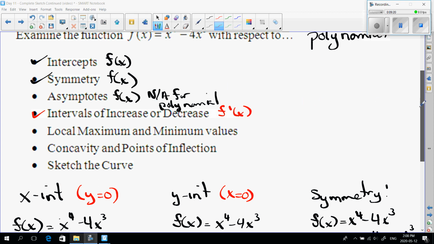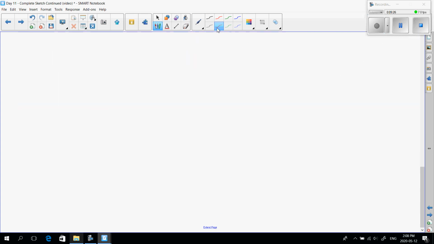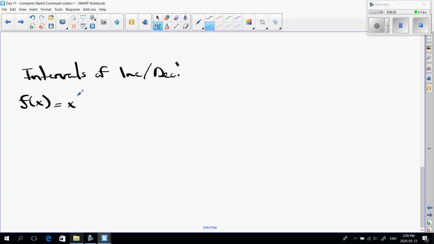So for the intervals of increase and decrease, we need to use f prime x. So I'll just make a little heading here, intervals of increase/decrease. And f of x equals x to the fourth minus 4x cubed. To do the derivative of this is pretty simple, just a little sum and difference rule. The derivative of x to the fourth would be 4x to the third. The derivative of negative 4x cubed would be negative 12x squared.